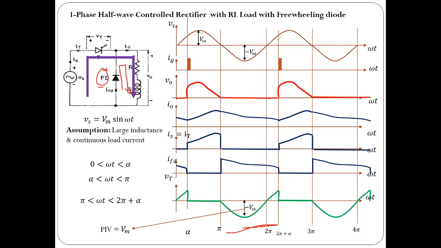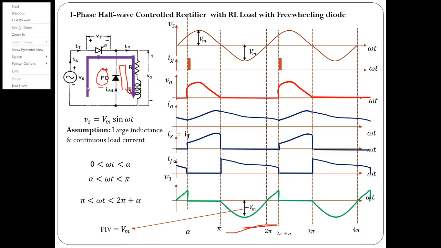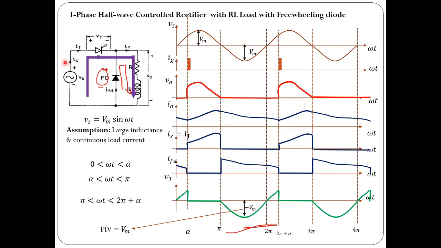So for the same input VA, the load power consumed is more, so the power factor would be more. The power delivered by the source would be more, and the input power factor is going to be more if you use a freewheeling diode. This is one of the advantages. You can see the peak inverse voltage would be the same, that is the same as Vm, the peak reverse voltage.